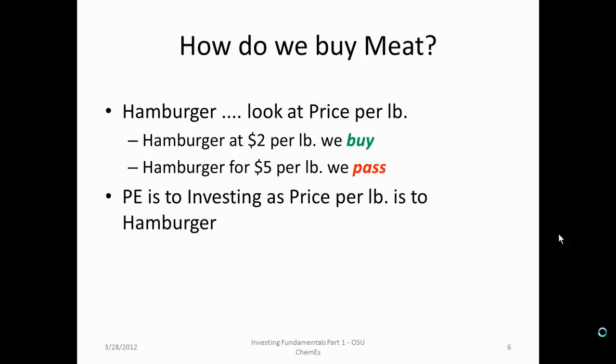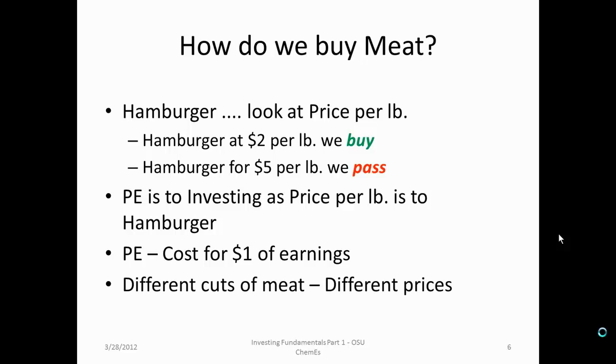Well, PE is to investing as price per pound is to hamburger. PE tells us what we are paying for $1 of earnings. And just like there are different cuts of meat, so we'll pay more for a steak than we will for hamburger, so is it true that some companies command a higher PE and still be a good value compared to a company with a lower PE.